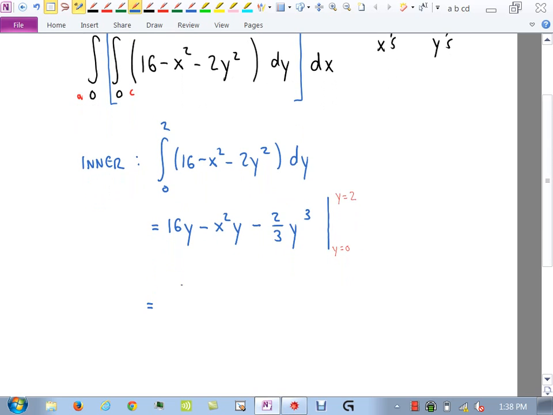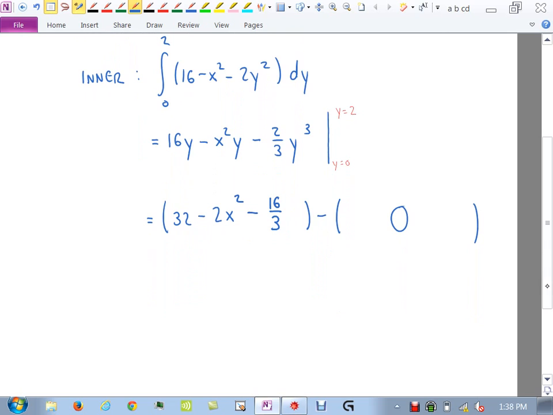Equals, okay, now this will give us two separate things, won't it? Something minus something. I'm just using the fundamental theorem of calculus here, right? Plug in 2 for y, figure out what that is, then minus whatever you get when you plug in 0 for y. Oh, the 0 for y is easy, isn't it? That one, 0 for y is easy. How about 2 for y? What do we get? 32 minus 2x squared minus 16/3, right? What's 32 minus 16/3? Because those are both constants, right? What is it? 80/3?